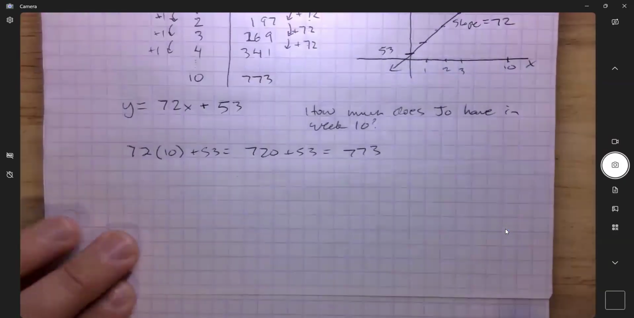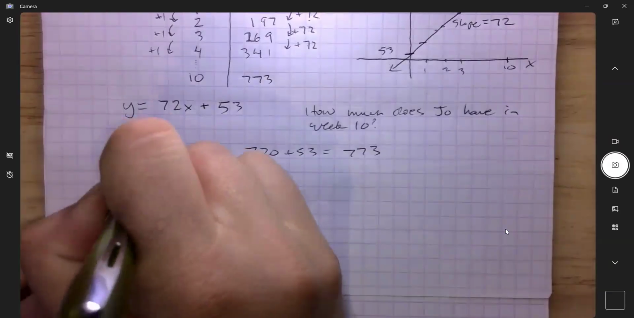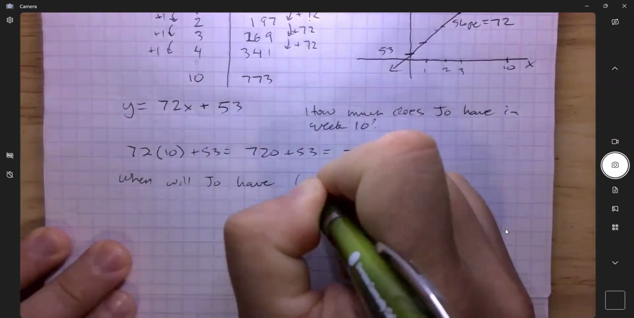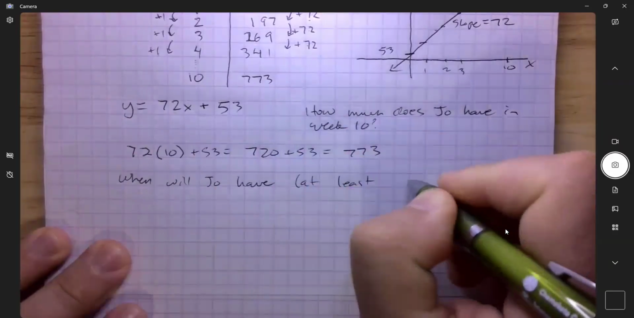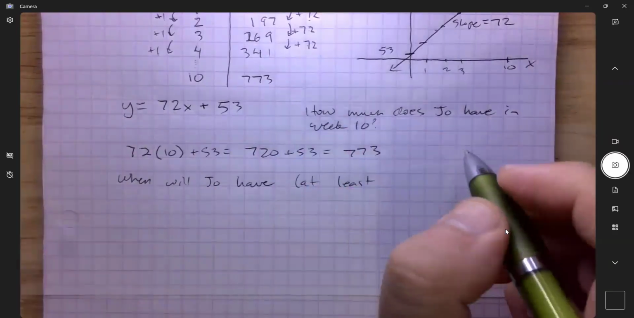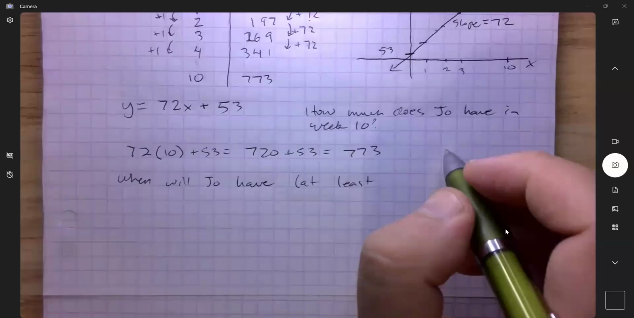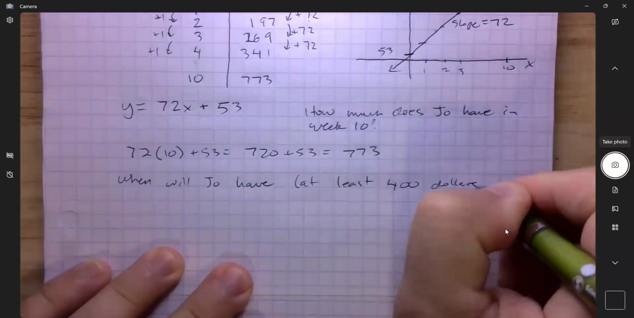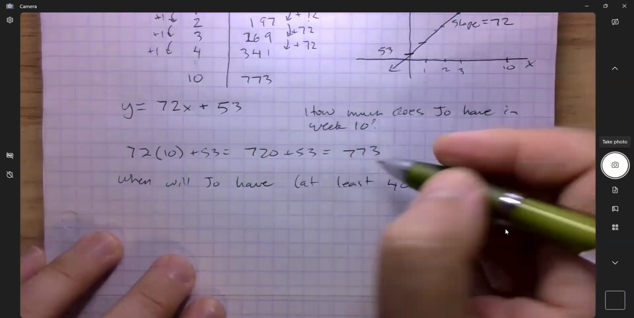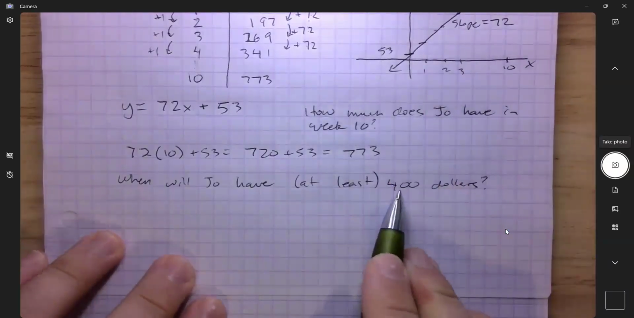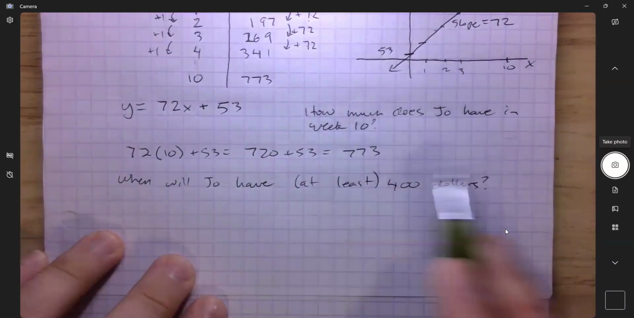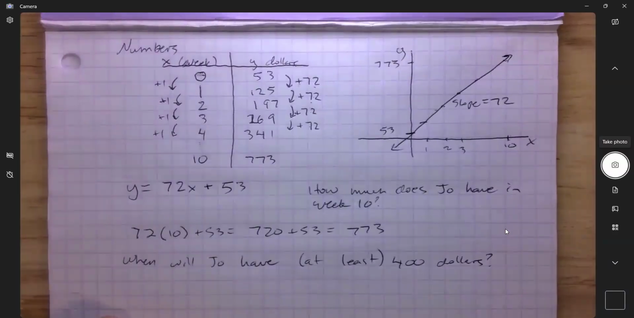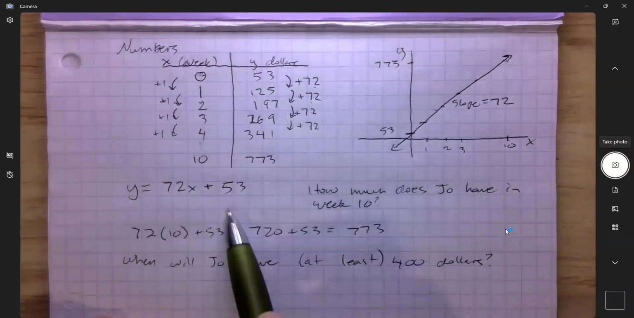We can also ask questions like, when will Joe have, let's see, at least $400? It's unlikely that we're going to land exactly on 400, which is why I put the at least 400. And we can also solve this using a table or our graph or our formula.